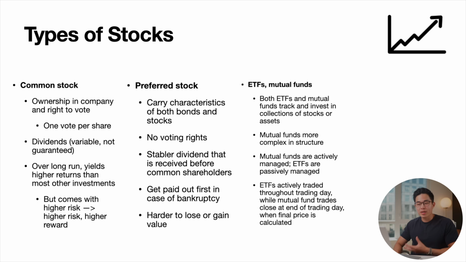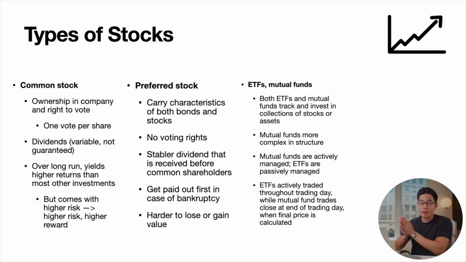With common stock, you're getting ownership in a company and a right to vote, right? So you get one vote per share that you have. Some stocks pay out dividends, so we'll cover this more later on, but this can be variable and it's not guaranteed. Over the long run, common stock can yield higher returns than most other investments, but with those higher rewards also comes higher risk. Then you have preferred stock, right?